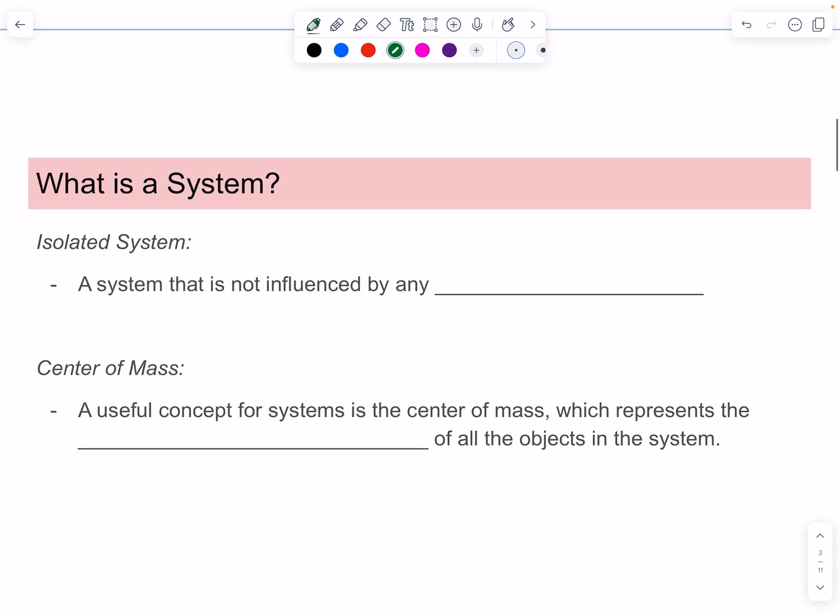A couple other terms to be familiar with before moving forward. An isolated system is a system that is not influenced by any external forces. So something like friction could slow an object down, but if we're looking at an isolated system, we're going to not consider any of those external forces that might play a factor.